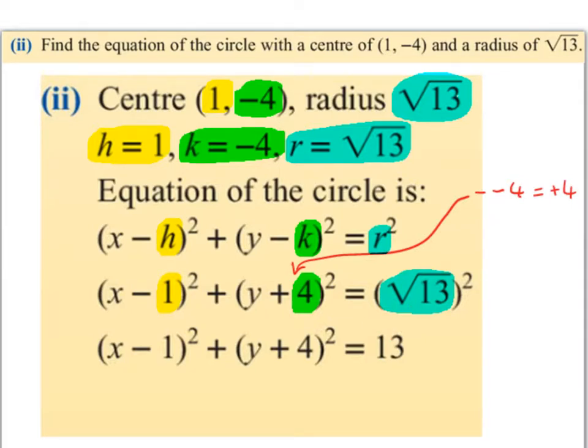So again, a quicker way to do this would be to say, well, if 1 is our x value in our centre, then we end up with minus 1 inside the brackets. We just change the signs. If minus 4 is our y value for our centre, then we end up with plus 4 inside the brackets with the y. We just change the signs. And if the radius is the square root of 13, then we just get rid of the root and we're left with 13.